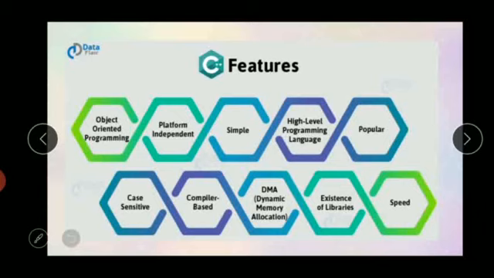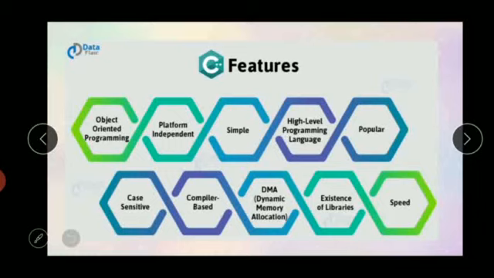Some programming languages are compiler based and some are interpreter based. These two are language processors which convert the high level language into machine code that can be understood by the computer. C++ uses a compiler. Languages like Python and QBasic use an interpreter.